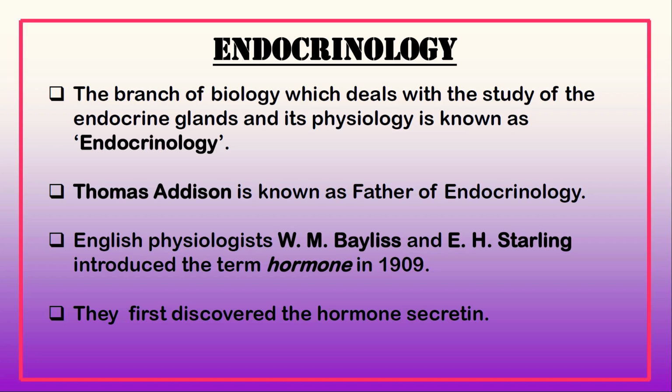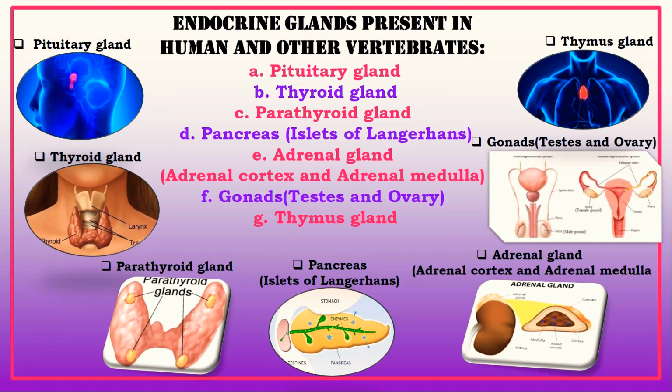The branch of science that deals with the study of endocrine glands is called endocrinology. Define endocrinology. The branch of biology that deals with the study of endocrine glands and their physiology is known as endocrinology. Thomas Addison is known as the father of endocrinology. And who gave the name hormone? The English physiologists W.H. Bayliss and E.H. Starling introduced the term hormone in 1909, and they discovered the first hormone, named secretin.